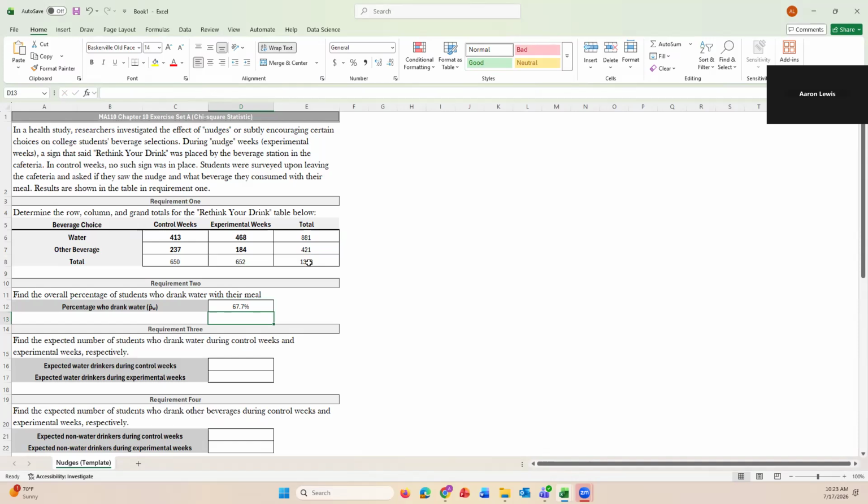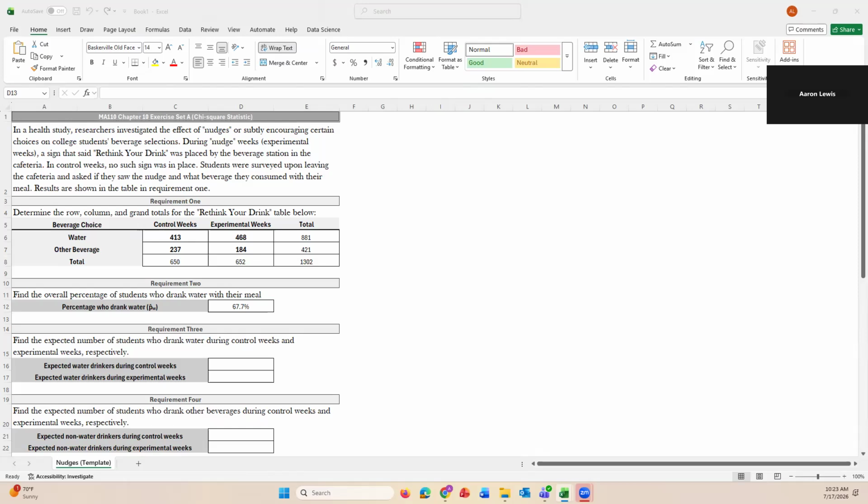For chi-square distribution, you're going to compare your actual observed results against your expectations based upon the percentage of students that met certain criteria. The percentage of beverages consumed during control weeks versus experimental weeks, the amount of beverages consumed were water versus other beverages. So I need to figure out what my expected amounts are. We'll do it the simple way right now. 67.7% of beverages consumed are expected to be water.